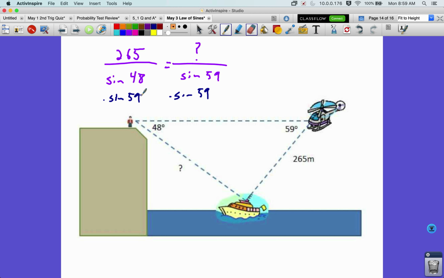Plug this straight into our calculator. 265 divided by sine of 48. Get a number that's a little bit over 350. I multiply it by sine of 59. And I get 305.7 meters. And then just, does that look like about right? Yeah, if that's 265, this is a little bit longer.